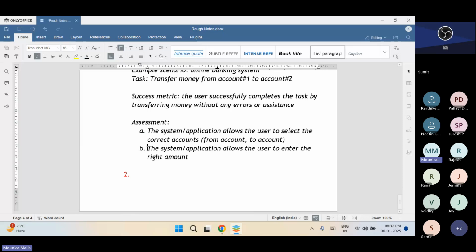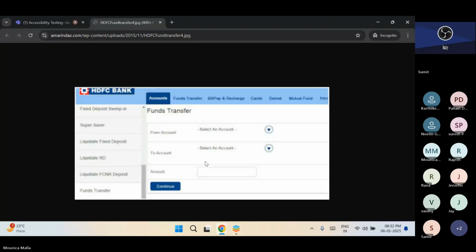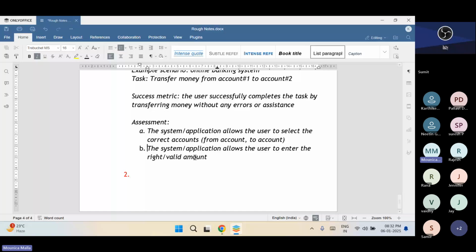Can you guys take a guess? How do you justify this statement? The system allows the user to enter the right amount. Right means valid amount. If I talk about my HDFC bank, right? The special characters, emojis. Okay. So to answer this point, the system allows the user to enter the right amount or valid amount.